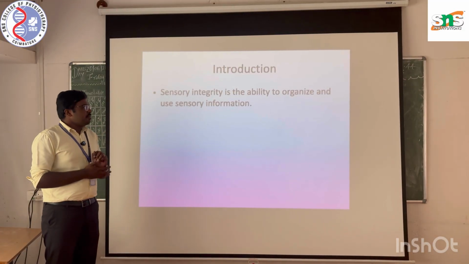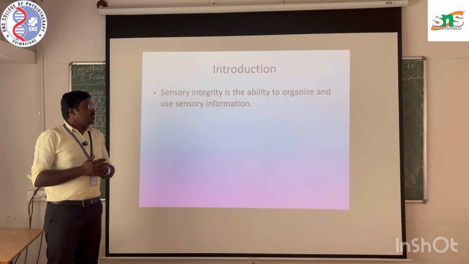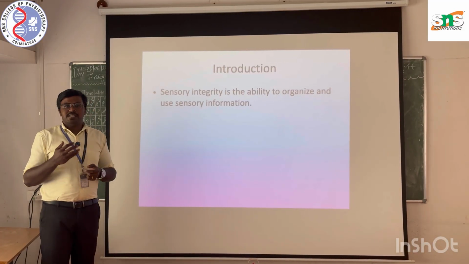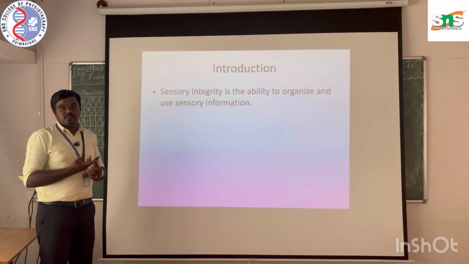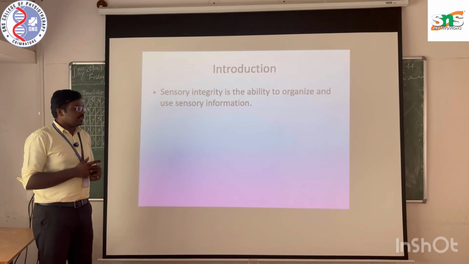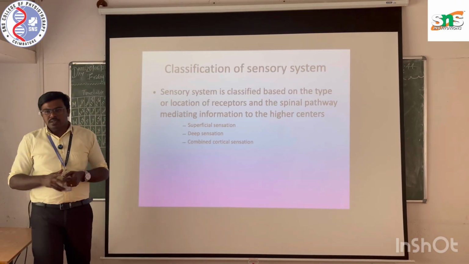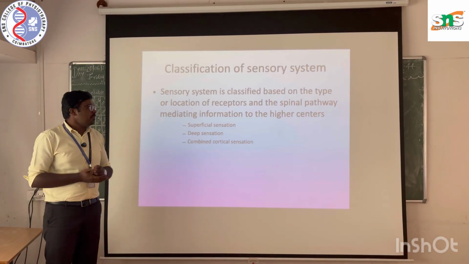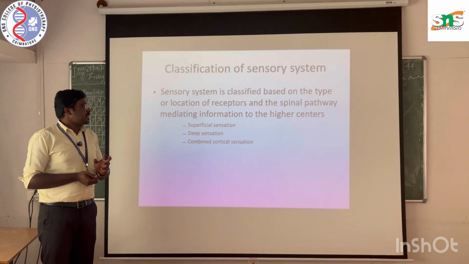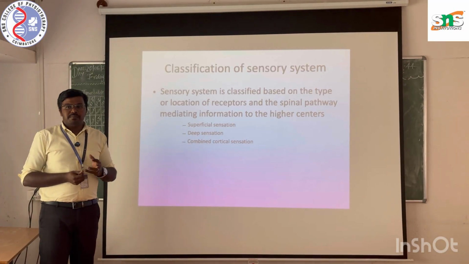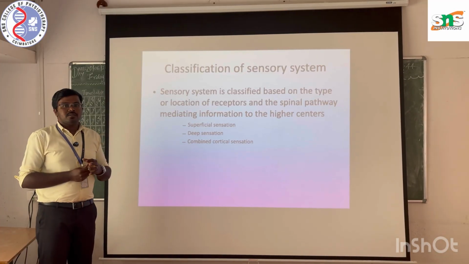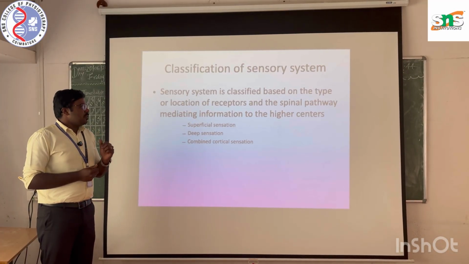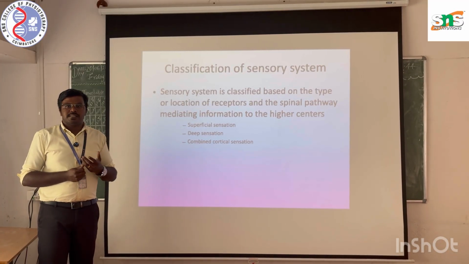The sensory system is the ability to organize and use sensory information and inform the brain. So that is the sensory system. Classification of the sensory system: it is classified based on the types or location of the receptors present in the body, and also the spinal pathway that informs the higher centers, that is the brain.